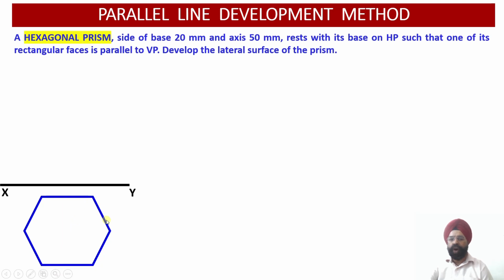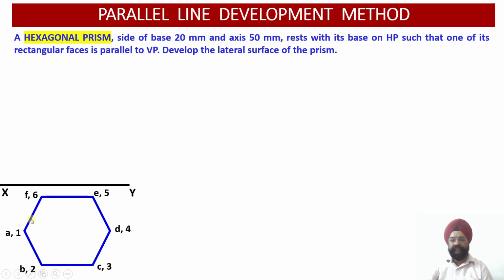The top view of this hexagonal prism will be drawn on the horizontal plane, below the XY reference line. Since this hexagonal prism is resting with its base on the horizontal plane, the top view will provide us with the true shape of this hexagonal top or base surface.